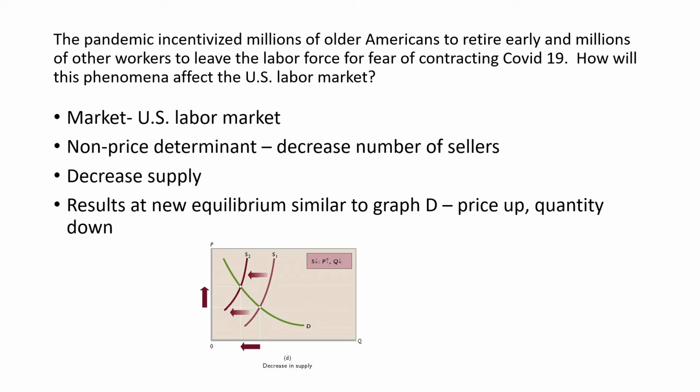What will that ultimately impact? That will decrease supply. You can see this in this shift from S1 to S2. This is graph D of the 4 graphs introduced on the previous slide. Most importantly, what happens because of this market event? At the new equilibrium, price will increase, quantity will decrease. Make certain you always have final results of what happens to price and quantity at the new equilibrium.